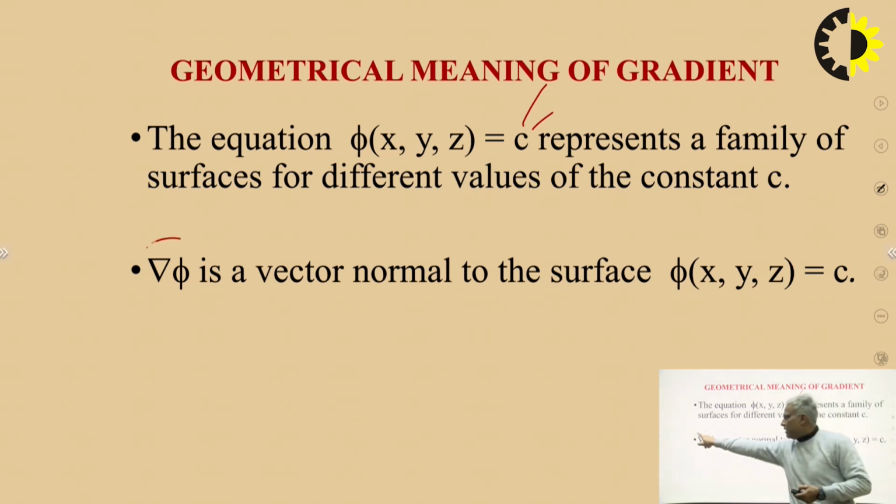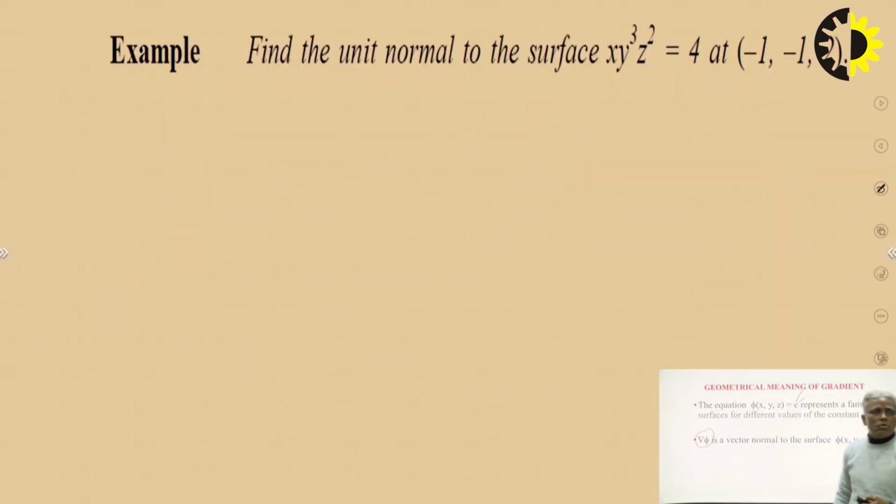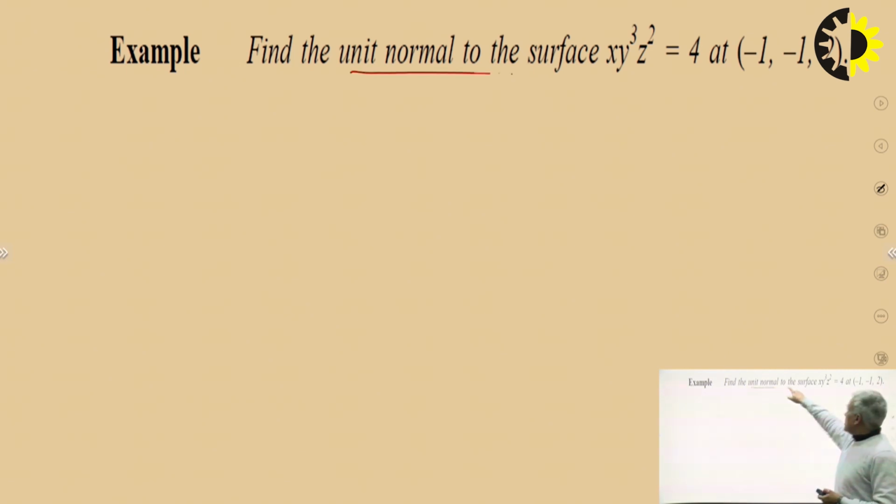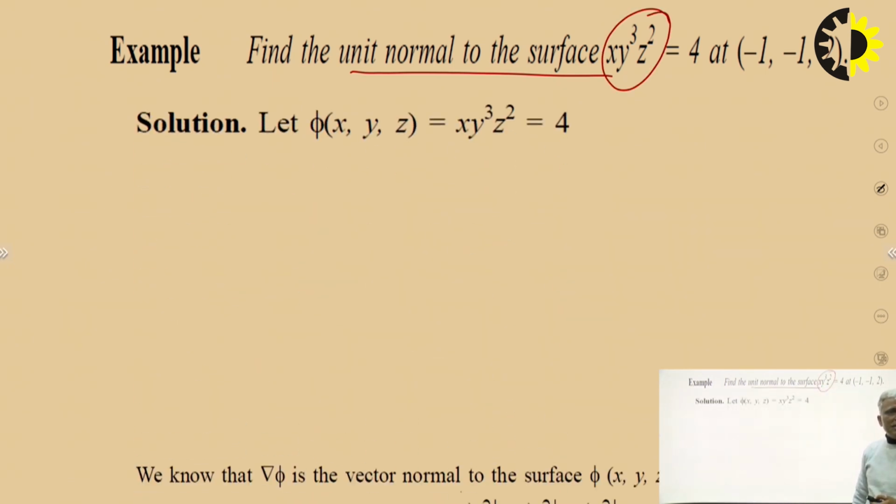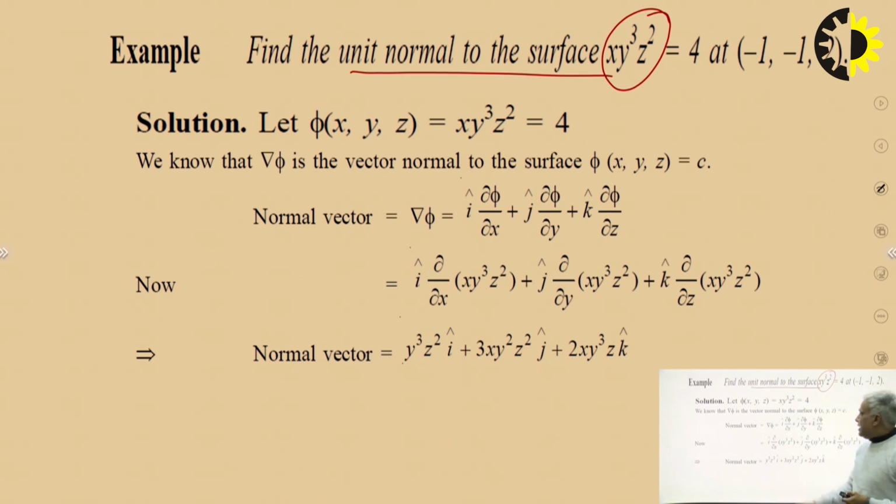How to calculate del phi? Del phi means gradient phi, and it is normal to the surface. I explain it by using an example. Find the unit normal to the surface. This is known as phi, right? So first of all, I calculate here the gradient, which means del phi with the help of this operator, putting the value of phi here, and differentiate these terms with respect to x, with respect to y, and with respect to z.